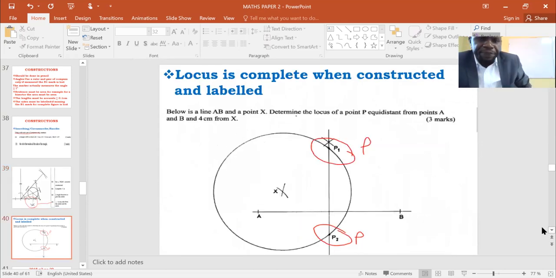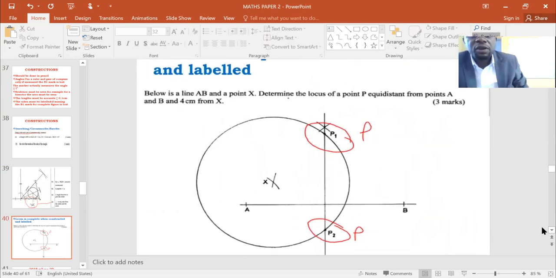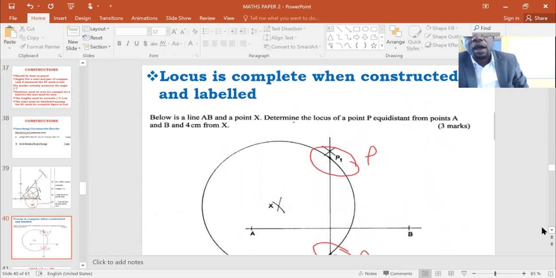Now, when you come to locus, I picked a question that was done in 2015. A locus is only complete when correctly constructed and labeled. If you read a question, you'll be told construct the locus of a point P. Like in this case, a point P equidistant from point A and B, and 4 centimeters from X. This is an example of intersecting loci.